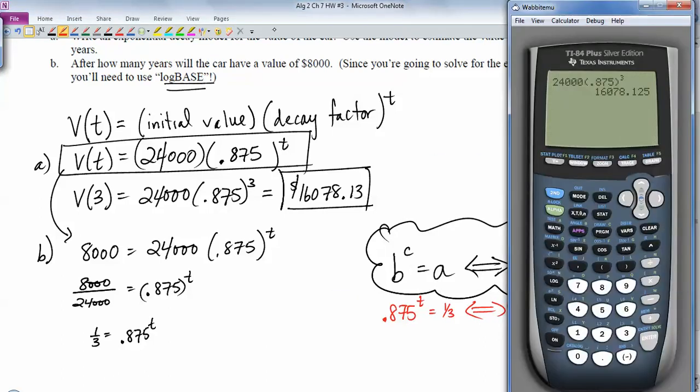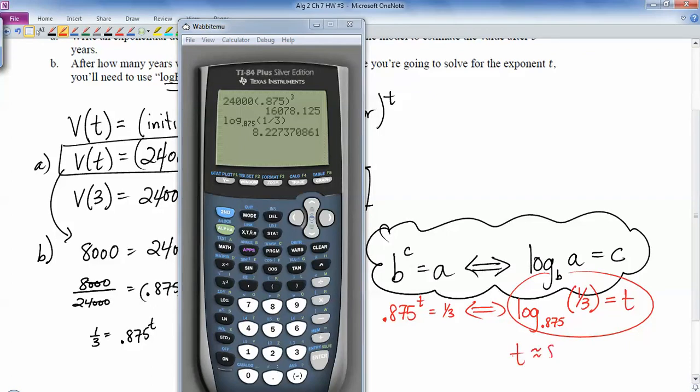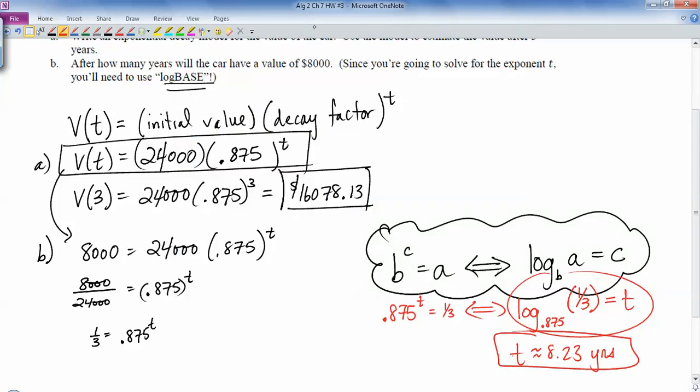So if we go to alpha f2 and then find log base, it's 0.875 and it's 1/3, and that comes out to be t is about 8.23 years. So it'll take 8 years and a few months, and the car will decrease to only $8,000. Okay, hope that helps a little bit.